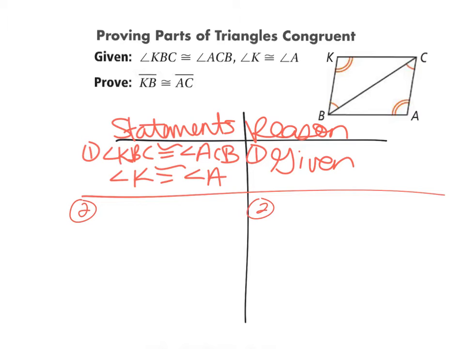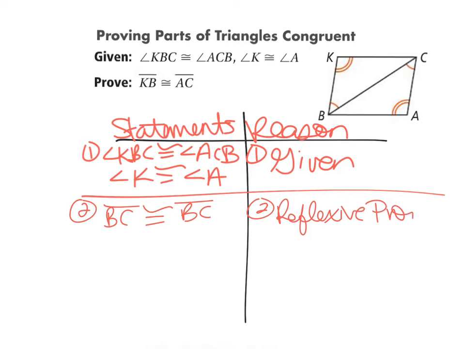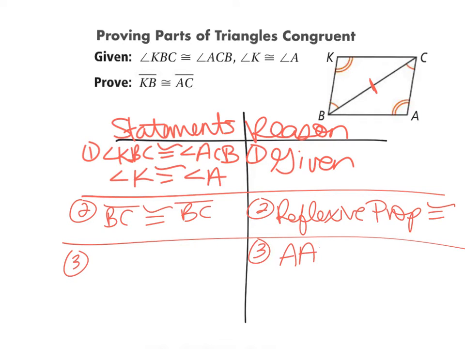So that would be side BC is congruent to side BC because of the reflexive property of congruence. Okay, so we got that. We listed this right now. So we have an angle side. Hey, that's one of our properties. We can use that. So angle side is the reason. So we're going to say angle side.